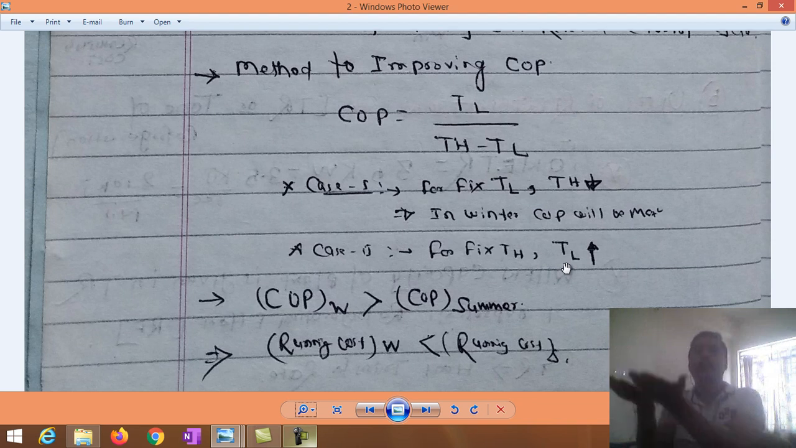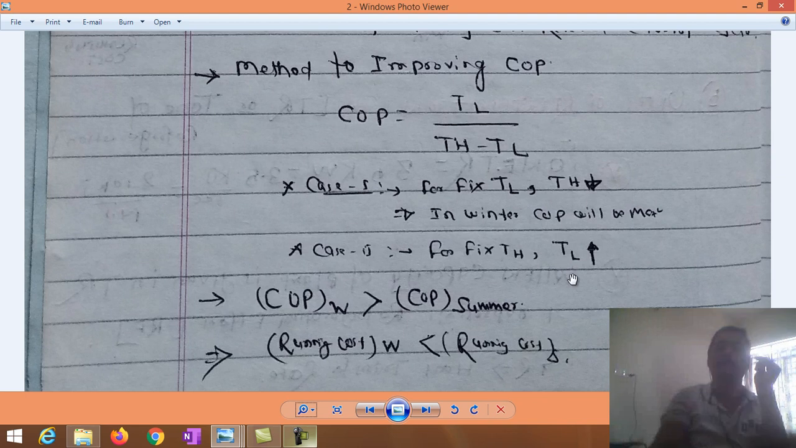This we have already discussed. Of course, if in winter the COP will be more, of course the running cost will be less, because COP is inversely proportional to running cost. So for higher COP, running cost will be less. Therefore, it can be said that in winter, since COP is more, running cost will be less with respect to summer, right?